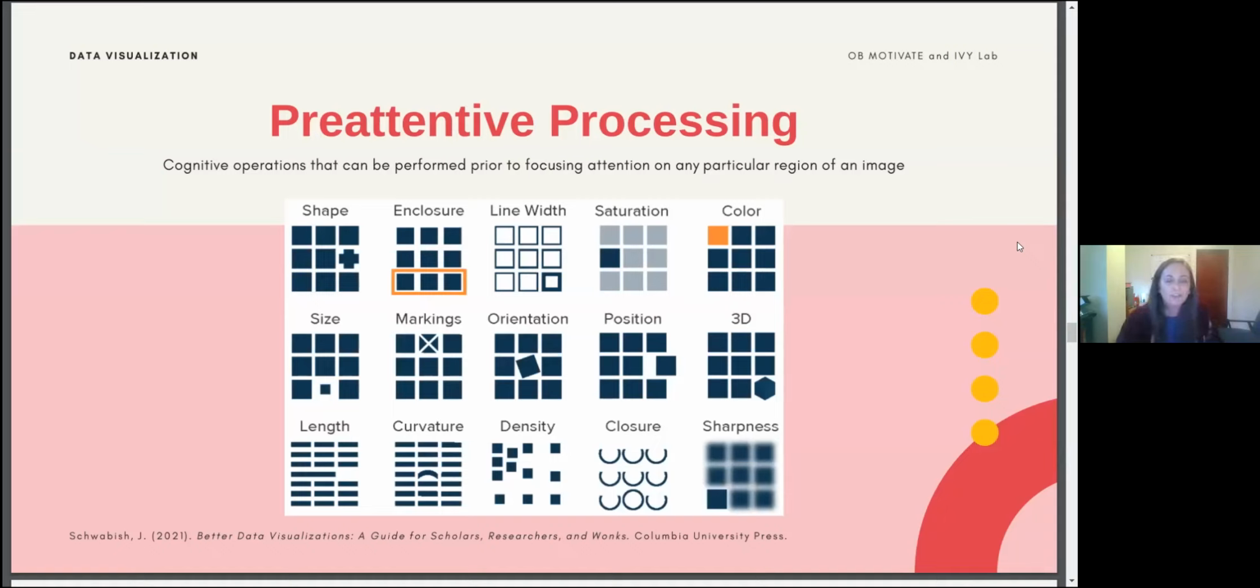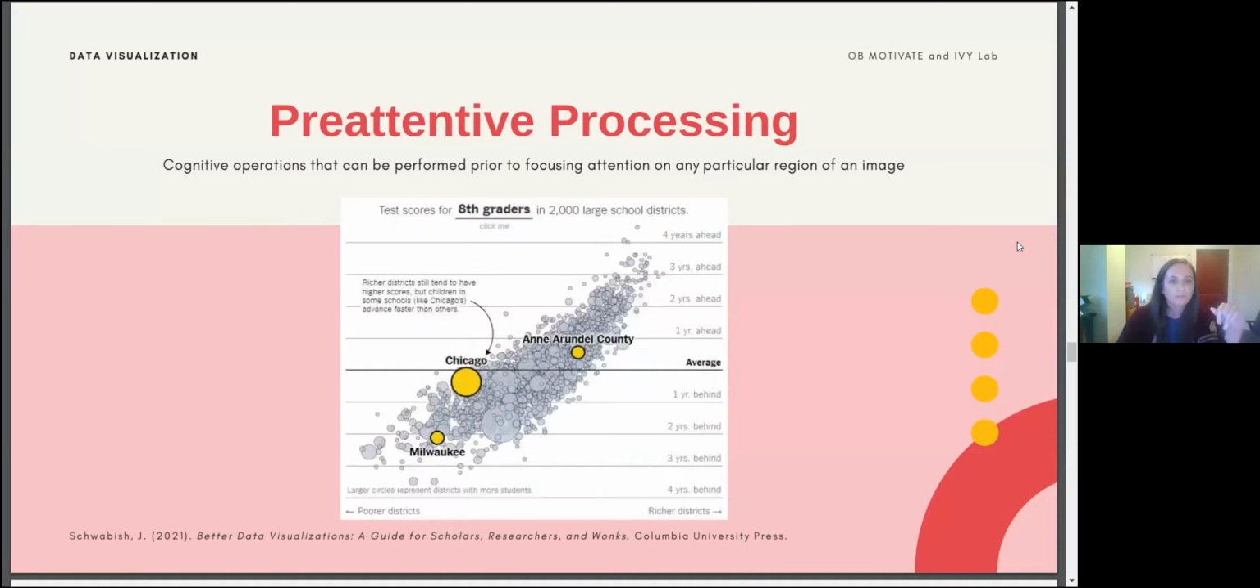So I wanted to share a couple of plots that I like that are good illustrations of these pre-attentive processing attributes. So first, this is an example of the relationship between school district wealth, which is on the x-axis, and student test score, which is on the y. So immediately, it's easy to see that there is a positive association between how rich a school district is and how well the students are doing on their test scores.